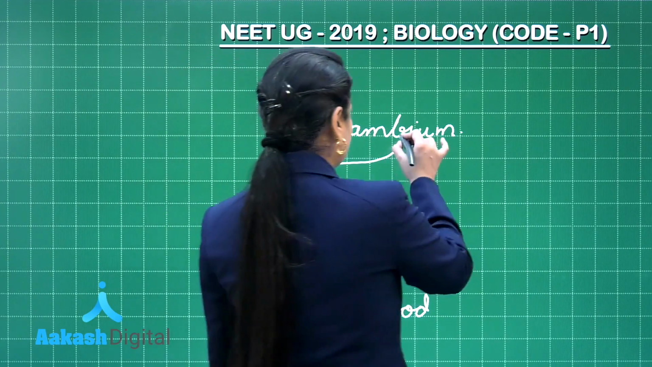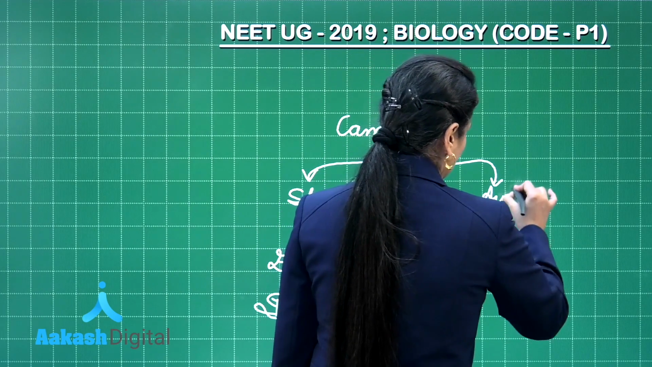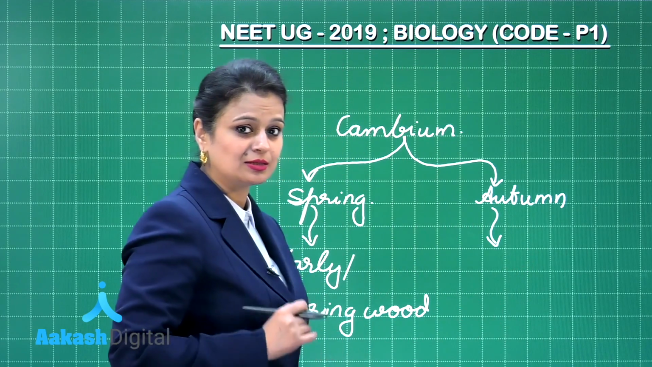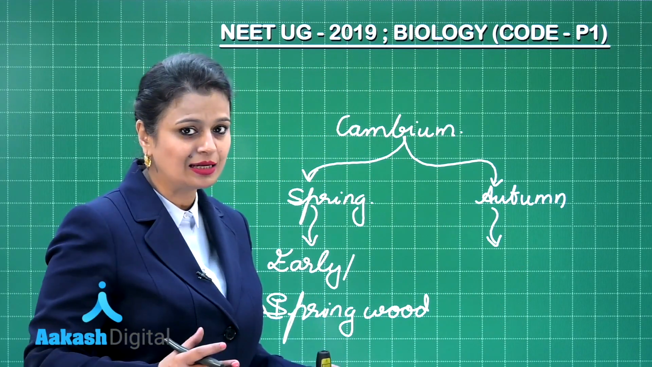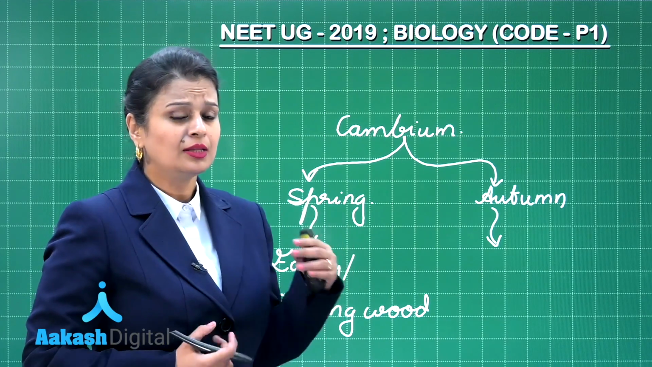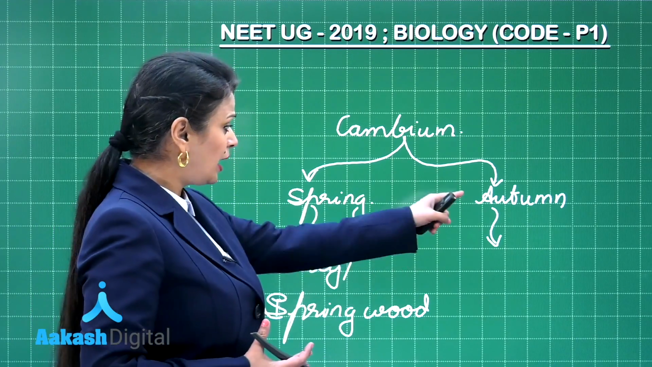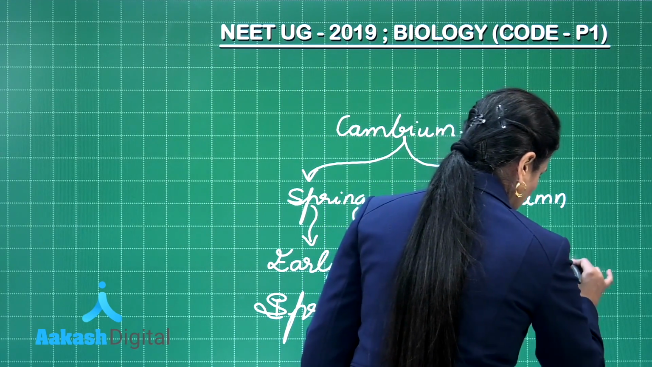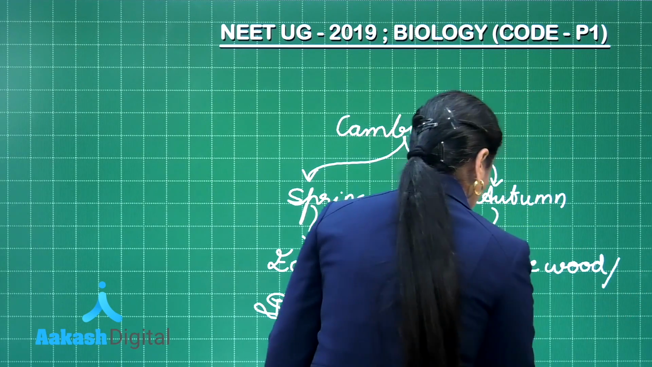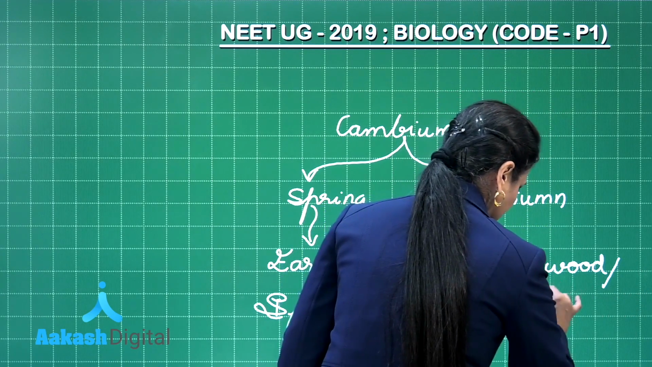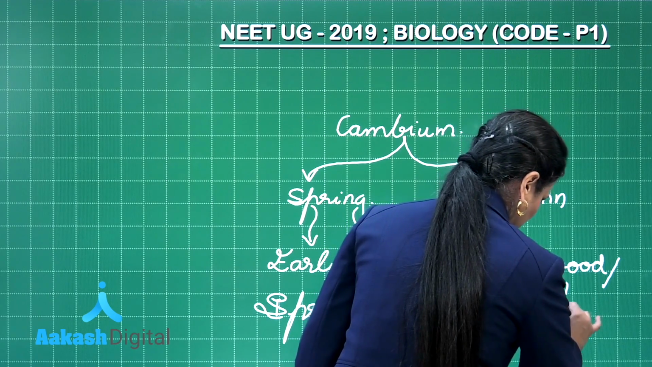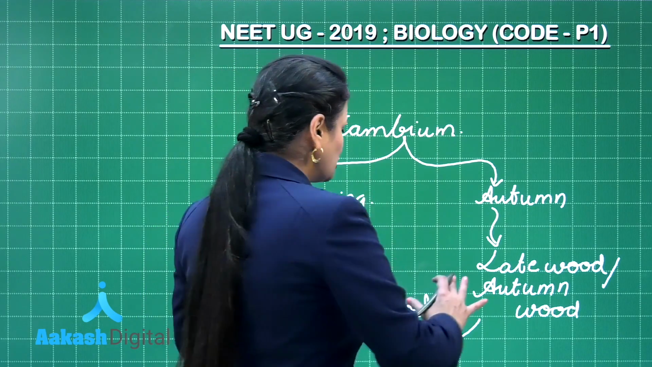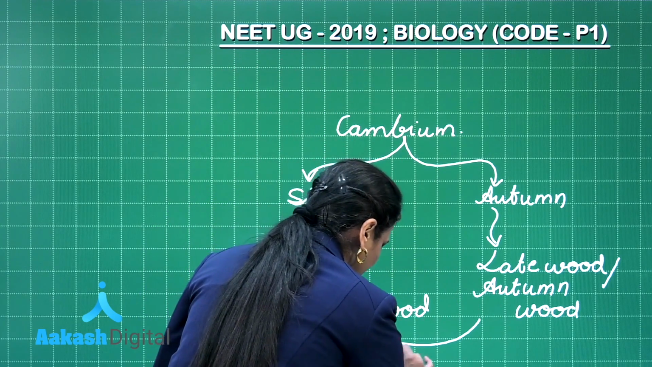However, in the unfavorable condition or autumn season, now the condition is going to be reverse. Now, activity of vascular cambium decreases. So, now wood which is formed is less in amount and it is dark in color. This dark color wood formed in the autumn season, you are going to call this late wood, or it is also known as autumn wood. Two types of wood formed in a single year together represent an annual ring.